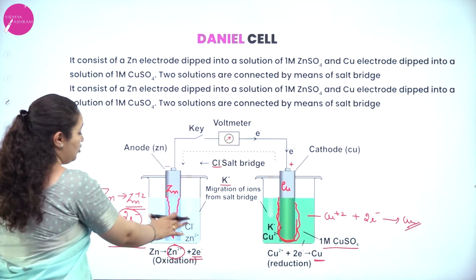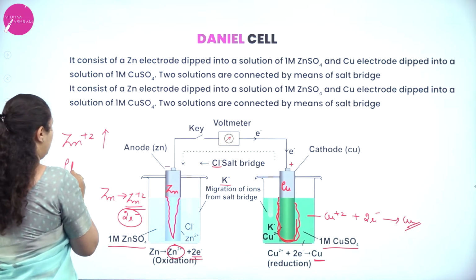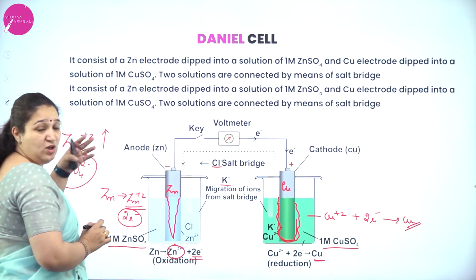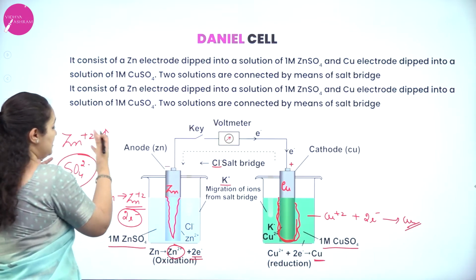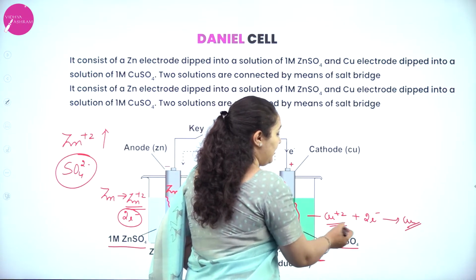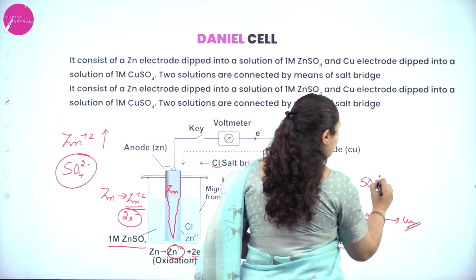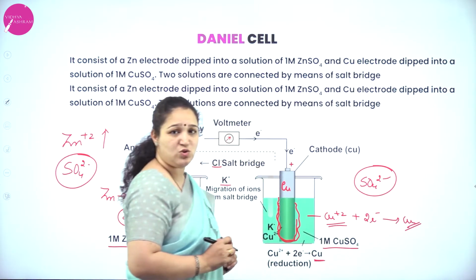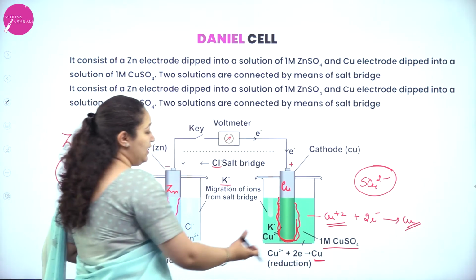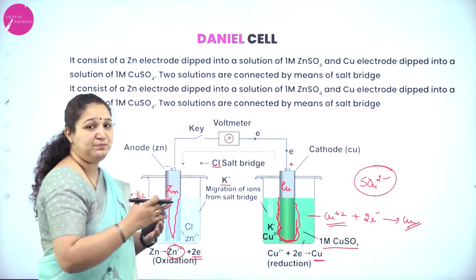In the anode solution, what happens? Zinc ion concentration is increasing compared to sulfate ion. Sulfate ion concentration remains constant, but zinc ion concentration is increasing. That means the positive charge in the solution is increasing, whereas here all the copper ions are getting deposited as copper metal. So we have only sulfate ions left behind in this solution. So this solution becomes more and more rich in positive ions, and here it becomes rich in only negative ions because the positive ions are getting neutralized.